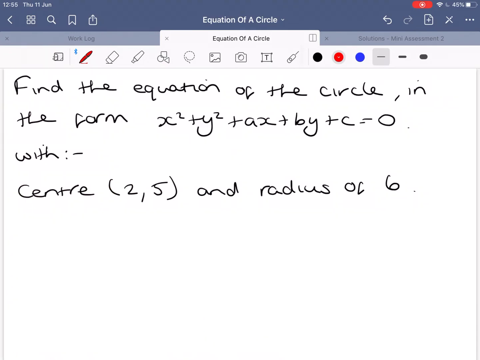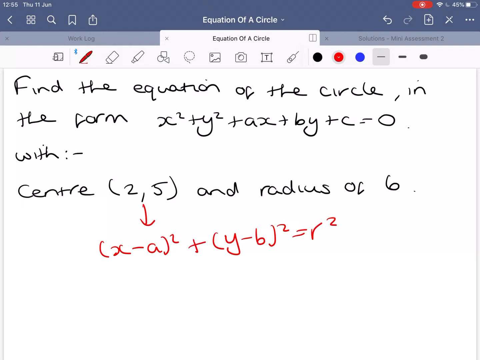And now the only final thing to do is, sometimes they'll give you the centre, they'll give you the radius, and they'll want you to put it in the form x squared plus y squared plus ax plus by plus c equals 0. And so what you've got to do is write it in the equation form where it tells you the centre and the radius. And I know that x minus a squared plus y minus b squared equals r squared. So I've got to do that form first.